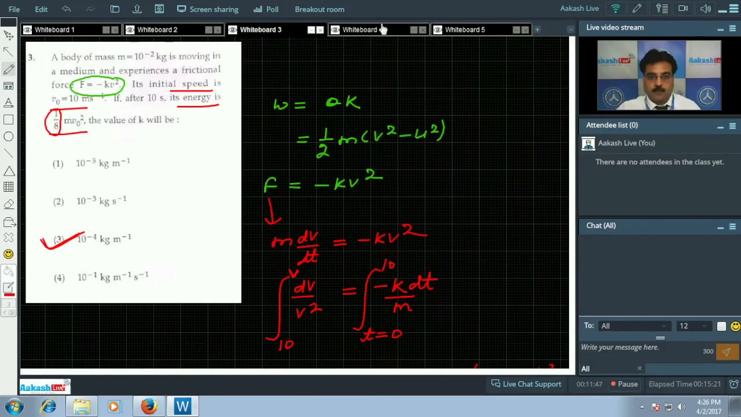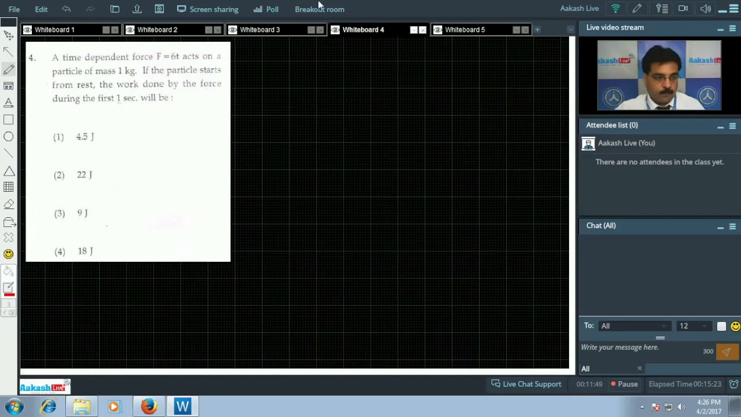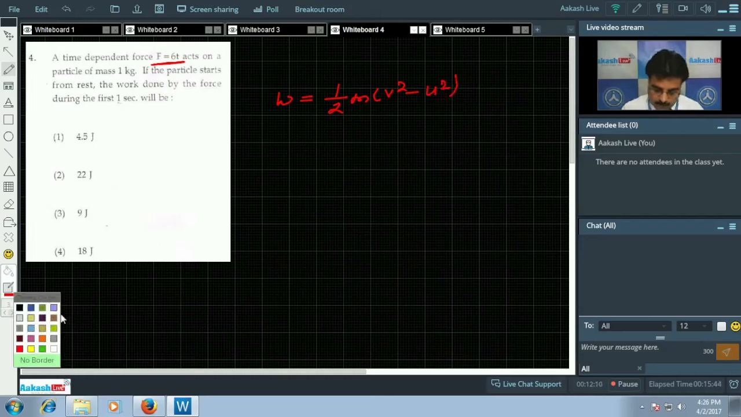Okay, so now we are going to move to question number 4. This is another question from work, energy, power. Now here you could see force is given, F is equal to 60. Once again we are going to solve this question by using the work energy theorem, that is half m final speed and initial speed. So we need only two things, one of them initial speed and one of them final speed.